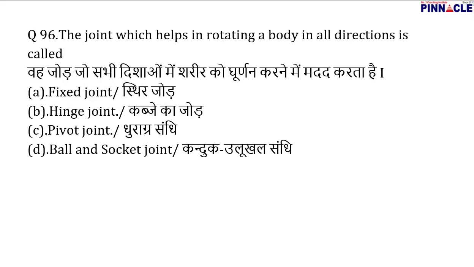And the next question is, the joint which helps in rotating a body in all directions is called what? So hinge joint allows movement in one direction only, but this joint allows the body to rotate in all directions, and that particular joint is said to be ball and socket joint. So for question number 96, D is the correct option.